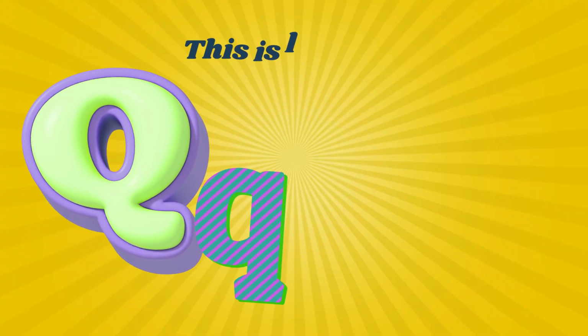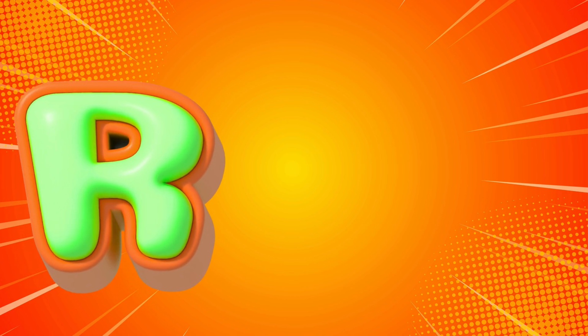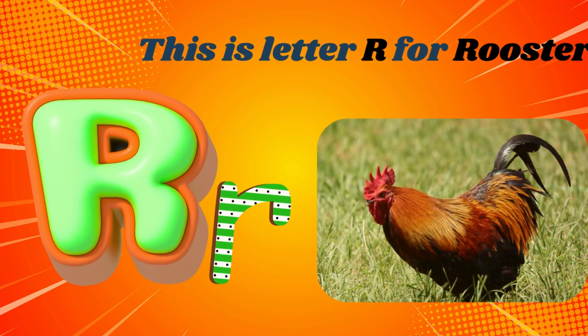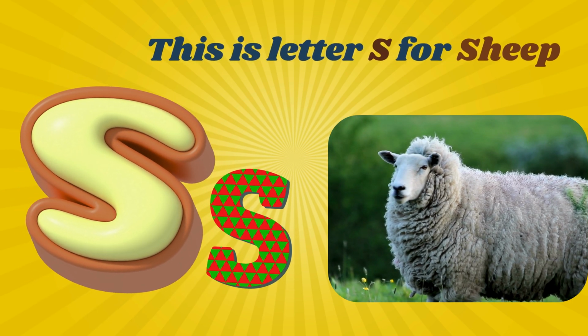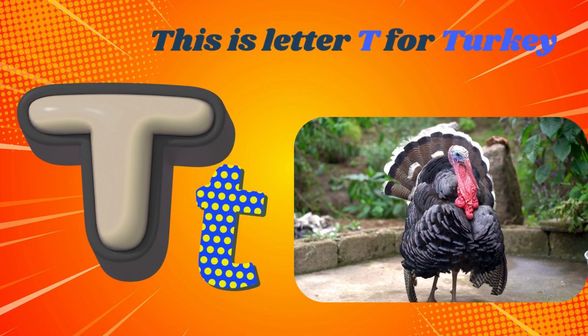Q. This is letter Q for quail. R. This is letter R for rooster. S. This is letter S for sheep. T. This is letter T for turkey.